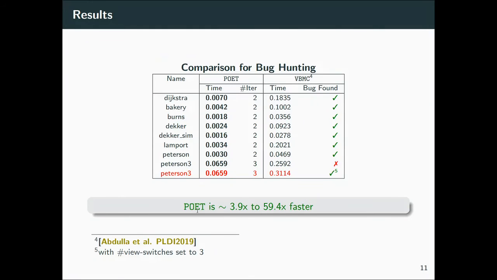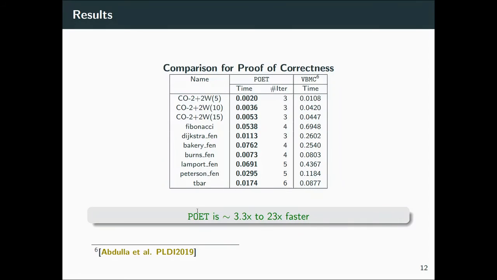Here we compare the results of poet with VBMC over buggy benchmarks. We ran VBMC with a bound of view switches set to 2 for all of these results except for the last one, where it is set to 3. The reason is that VBMC is not capable of finding the bug in the Peterson 3 benchmark when view switches are bounded by 2. As you can see here, poet performs better than VBMC in all of these benchmarks.